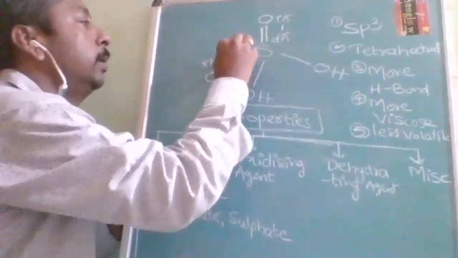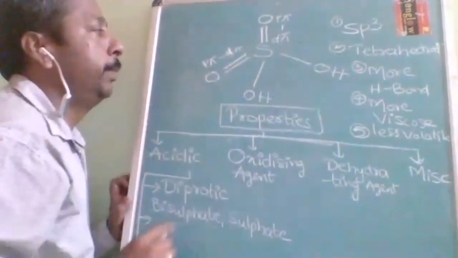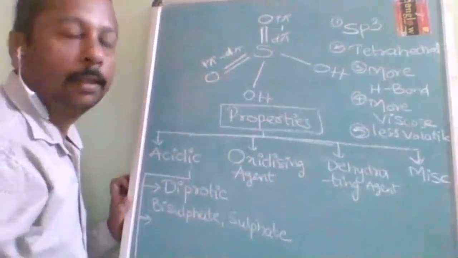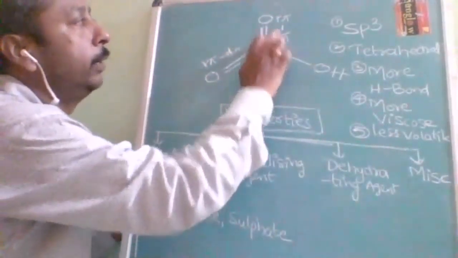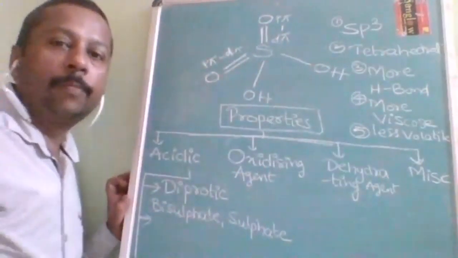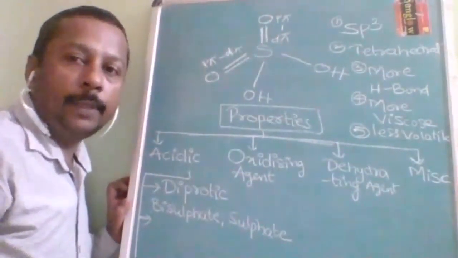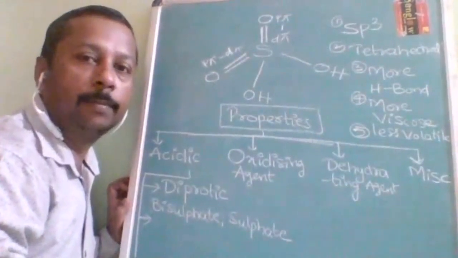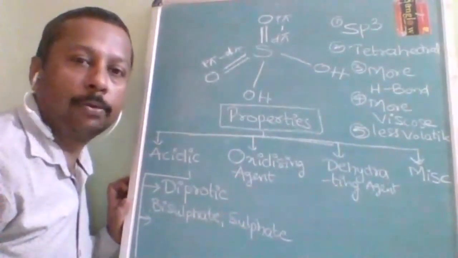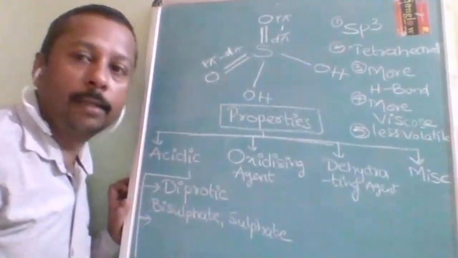Sorry, the pi bond type is p pi d pi. Here I have written d pi p pi. Why have I written like that? That is because sulfur is providing the d orbital and oxygen is providing the p orbital. So the pi bonds available in sulfuric acid are two in quantity, but the type is only one: p pi d pi.